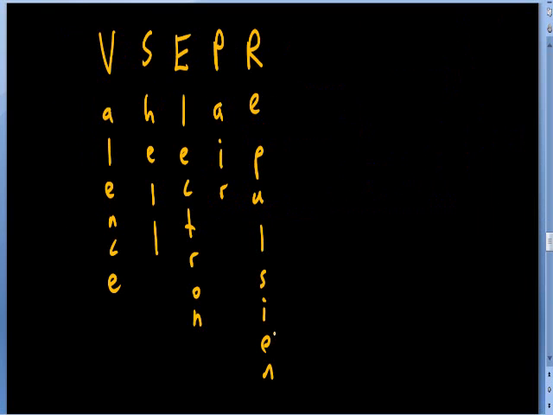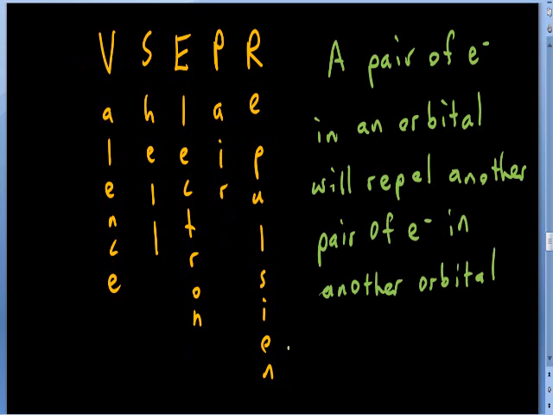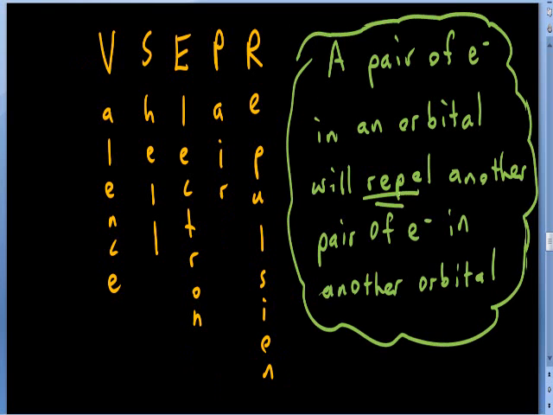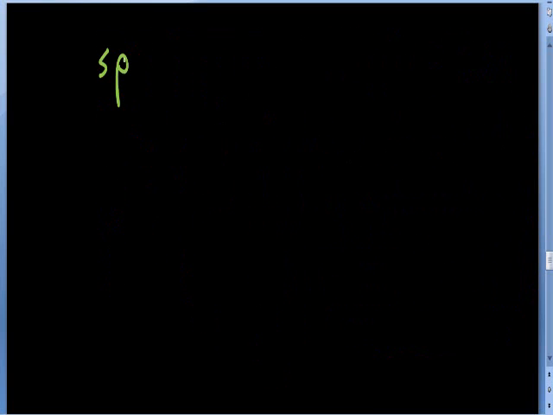Running through that again, VSEPR stands for: V is for valence, S stands for shell, E for electron, P for pair, and R for repulsion. And this is all a theory. Valence shell electron pair repulsion theory sounds rather highfalutin, but essentially all it's telling us is that a pair of electrons in an orbital will repel another pair of electrons in another orbital. And they do this to get their maximum separation from one another.